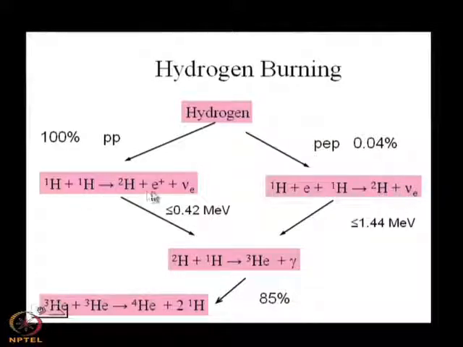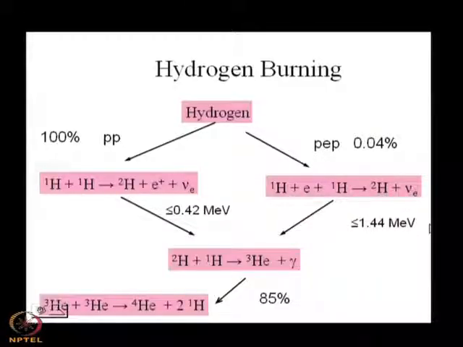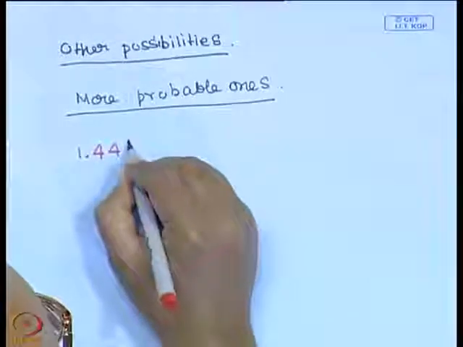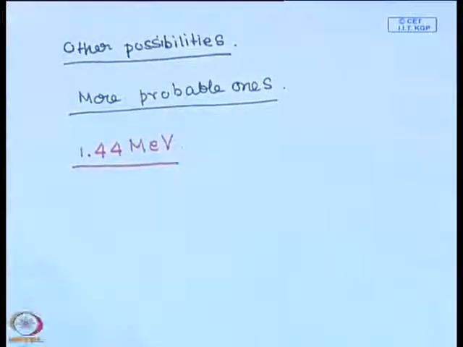There is no positron here, and there is a neutrino produced in this reaction. The energy of the neutrino is 1.44 MeV, and you see the neutrino here has a much lower energy as compared to the neutrino in this. So this 1.44 MeV neutrino is easier to detect from the Earth, right?